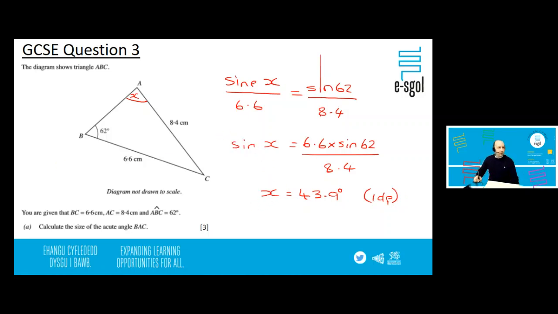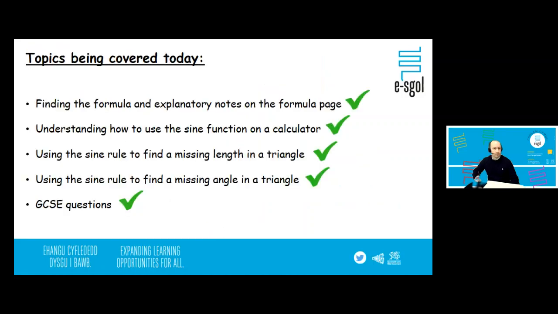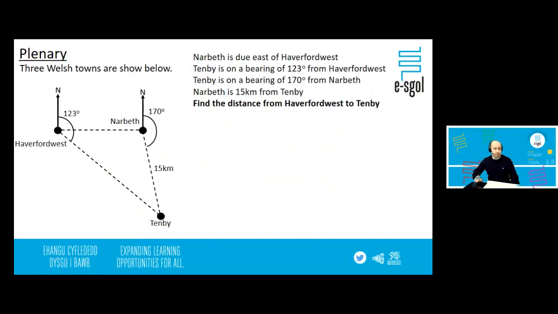Okay. We're running a little bit short of time, so I'm just going to skip over the next exam question, and hopefully that will bring us nicely to the plenary. So let's just double check what we've learned. We've gone through the formula, and the explanatory notes, the little triangle picture they draw for you, which labels the capital A's and the lowercase a's, b's and c's, and tells us what is what in the formula. Hopefully you understand the use of the sine button on the calculator. We've used the sine rule to find missing lengths in the triangle, and we've also used it to find missing angles. So that brings us to this final question.